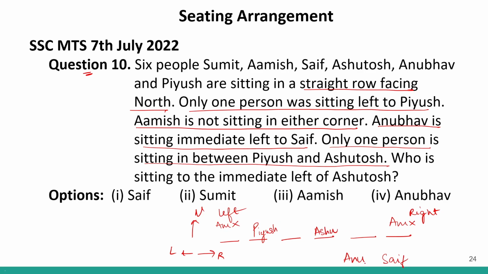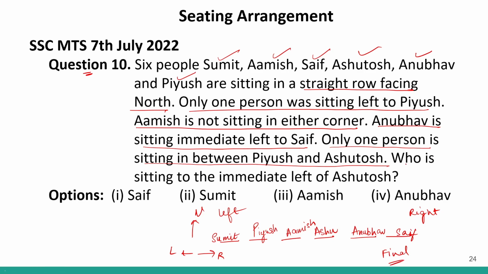Now it is given to us that Anubhav and Saif come together. That means Anubhav will come over here and Saif will come over here. Now we have two positions. We know at these positions we cannot have Amish. Therefore, Amish will come over here. Now how many people are remaining? We have already placed Amish, Saif, Ashutosh, Anubhav and Piyush. The only person remaining is Sumit. So Sumit will come over here. Correct? Now did you see how I placed them? This is my final arrangement.